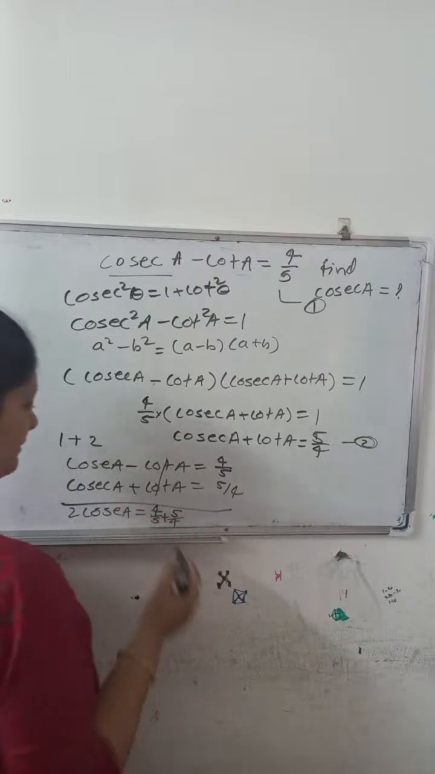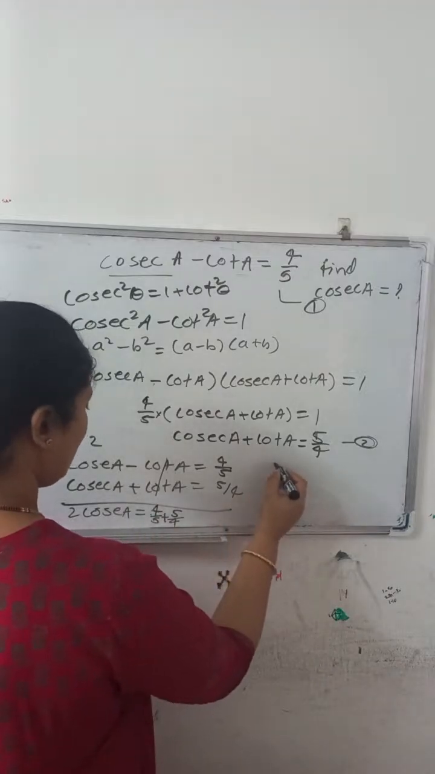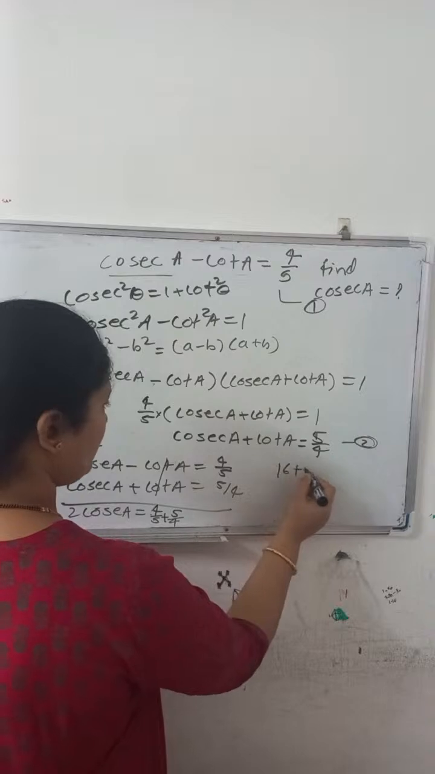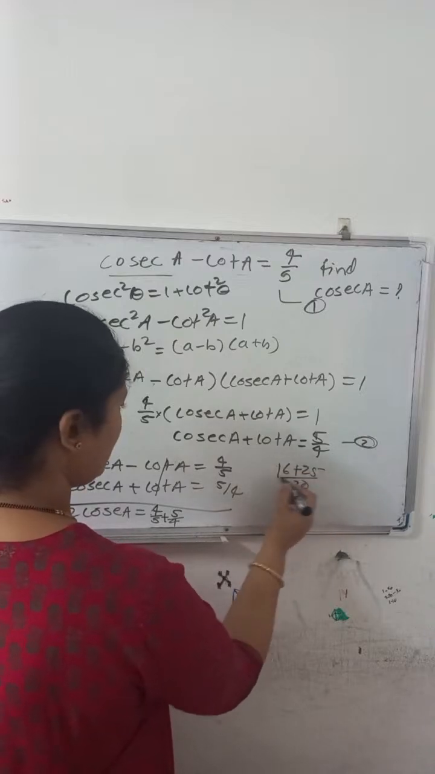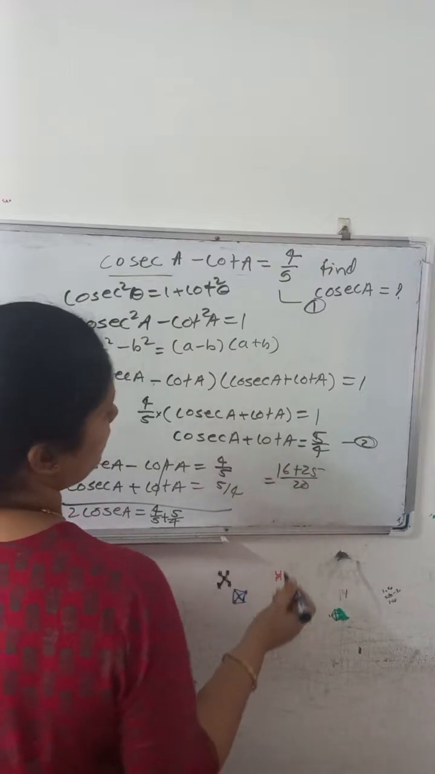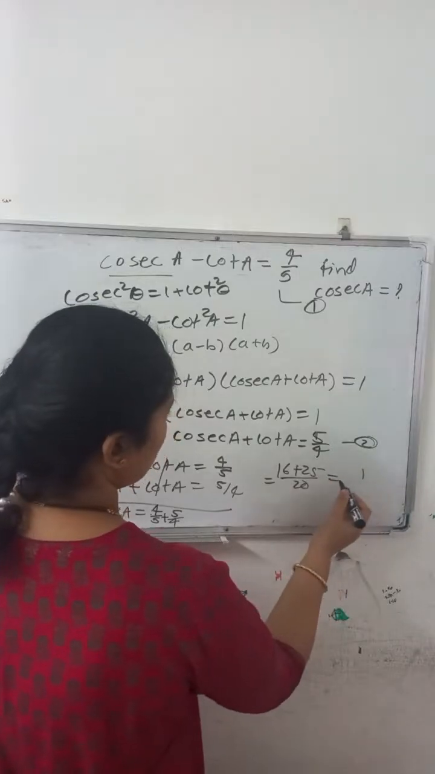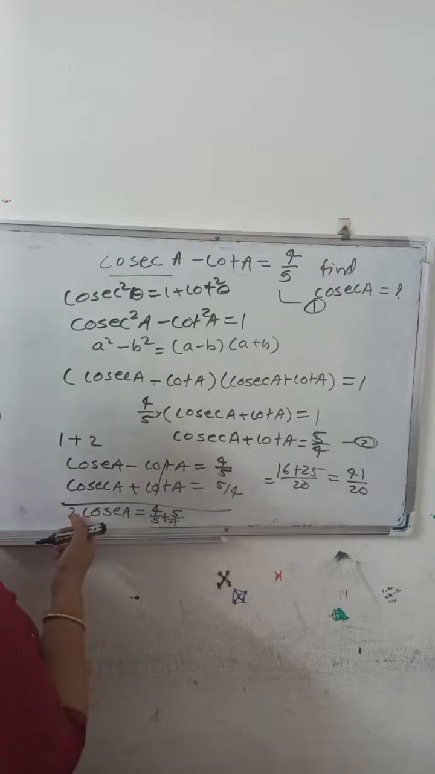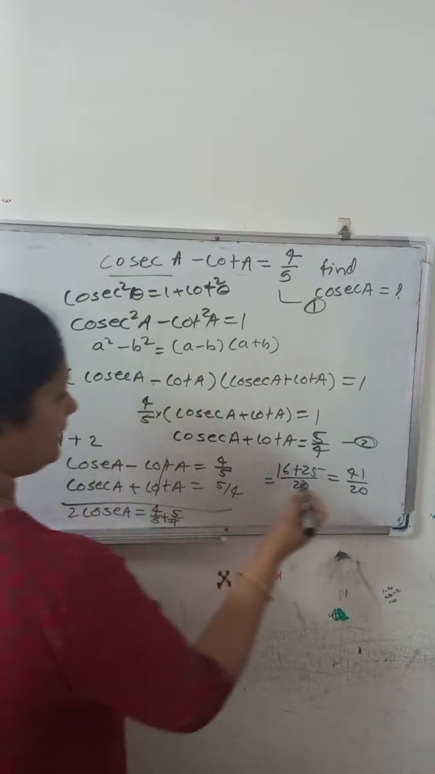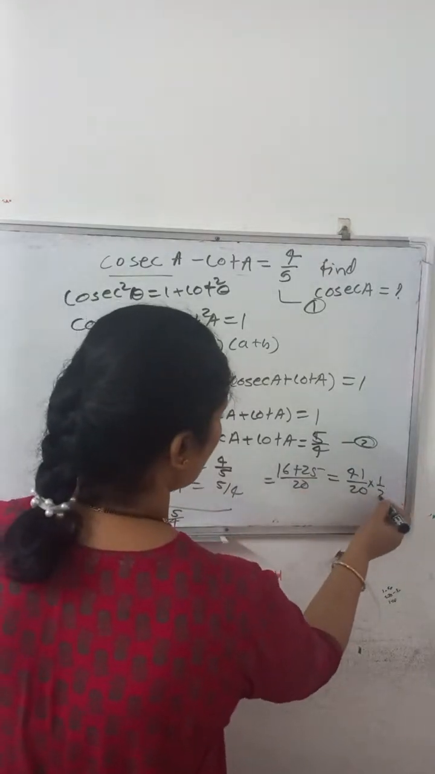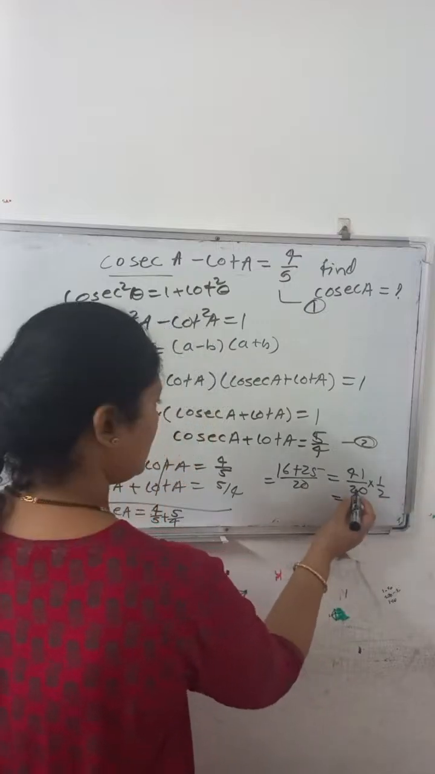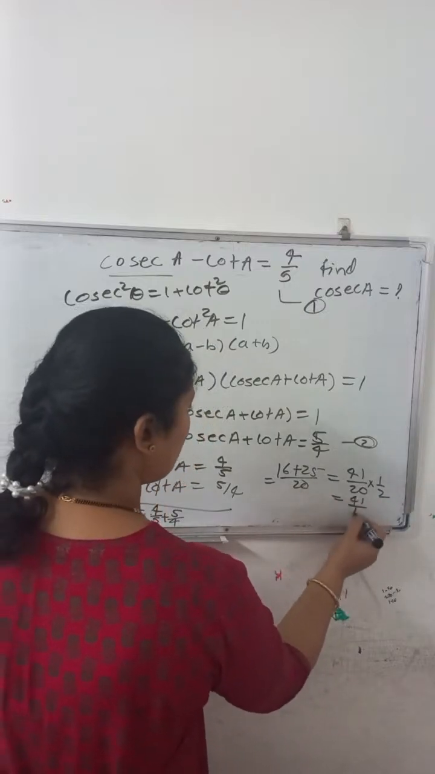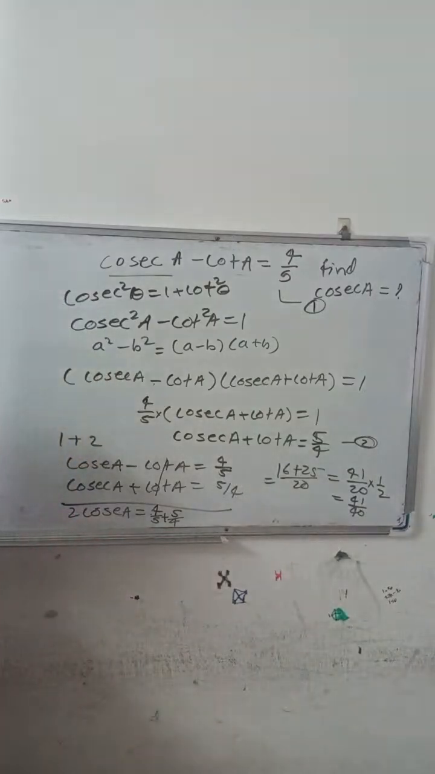So take the LCM first, and I will write 16 plus 25 divided by 20. So here 41 by 20, and this 2 is there, no? The 2 is multiplied, so it gets divided over here. So here we will get 41 by 40 as the answer. Can you get this? How to find it?